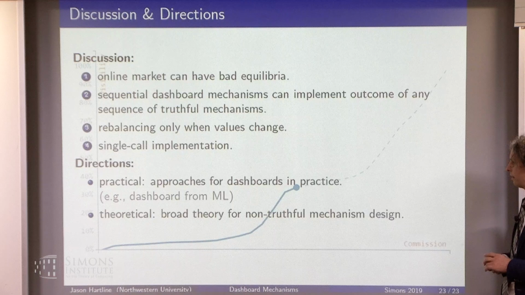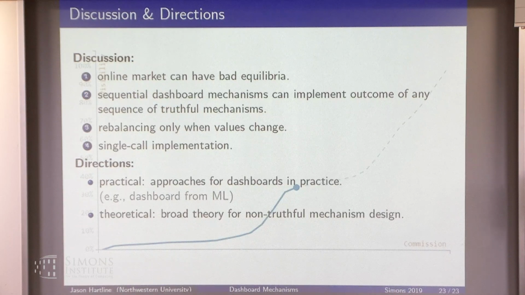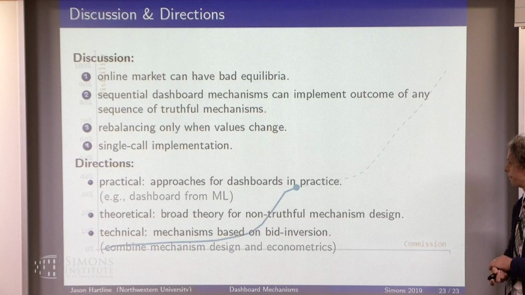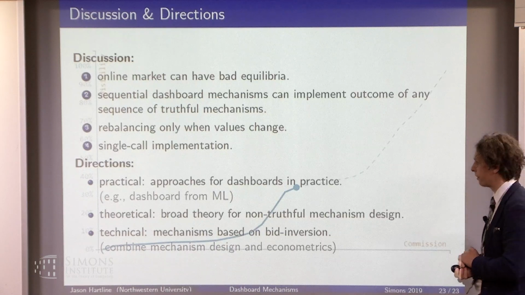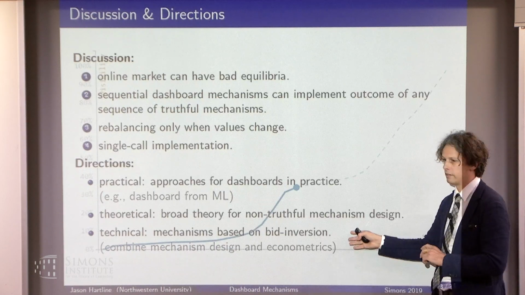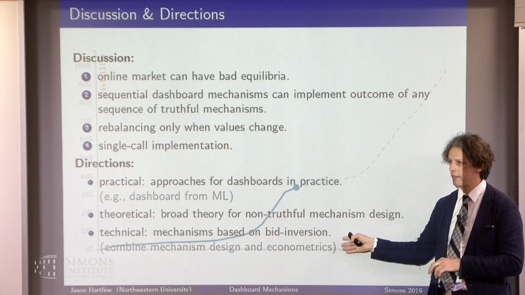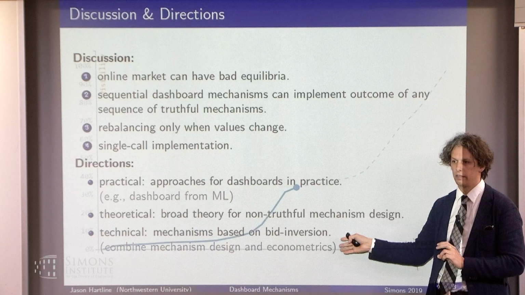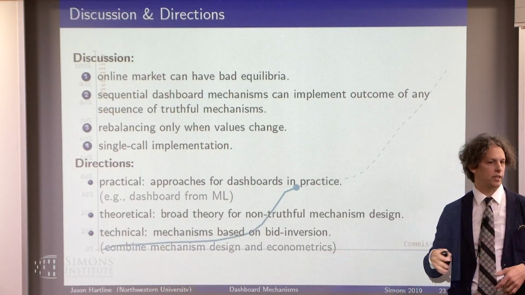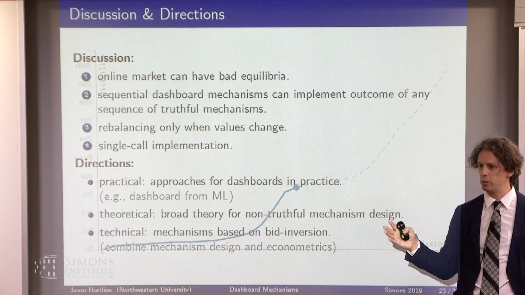I think this area of designing a theory for non-truthful mechanisms is incredibly important. It's been overlooked in the literature for almost the entirety of the literature on mechanism design, and I think we need to think about it, especially with these applications to online markets. I think there's a technical thing that is quite interesting, which is designing mechanisms based on bid inversion, which we haven't seen very much of, but I think it's a really powerful idea that when we put bid inversion into mechanism design, we can actually do some things we weren't able to do before.